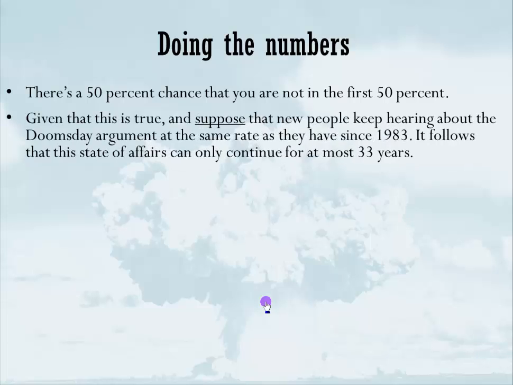You're past the middle. Given that this is true, suppose that new people keep hearing about the Doomsday argument at the same rate as they have since 1983. Now you're more than the halfway point. If people keep hearing at the same rate, then they can only keep on hearing in the same way with the same state of affairs for at most 33 years, because you're already past the halfway point. And it's been 33 years from 1983 until now. So this state of affairs can only continue for at most 33 years.